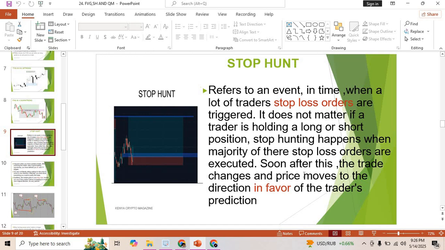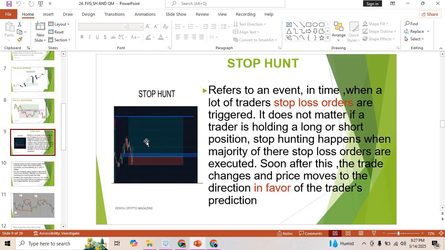So let's start. A stop hunt refers to an event in time when a lot of traders' stop loss orders are triggered. It does not matter if a trader is holding a long or short position, but stop hunting happens when the majority of stop loss orders are executed. Then soon after this, the trend changes and price actually moves in favor of the trader's prediction.